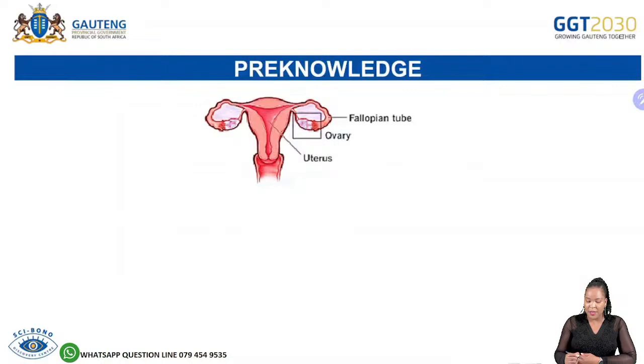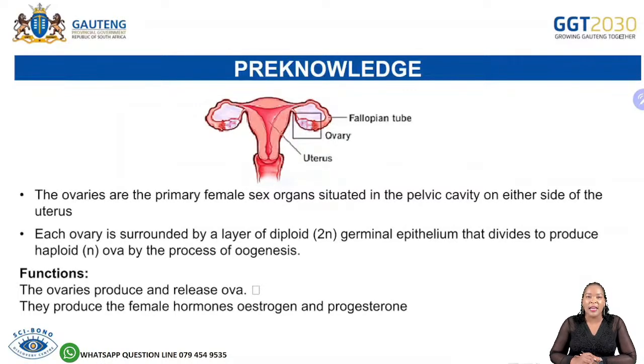By now, you must be able to know the structure of the female reproductive system. The reproductive system of the female has the primary female sex organs that are situated in the pelvic cavity on either side of the uterus, and those are called the ovaries. So the ovaries are your primary female sex organs. When you studied the structure, you did study that these ovaries are situated on either side and they are held together by the fallopian tube, and then the fallopian tube will lead into the uterus. You learned all of that when you were studying just the anatomy.